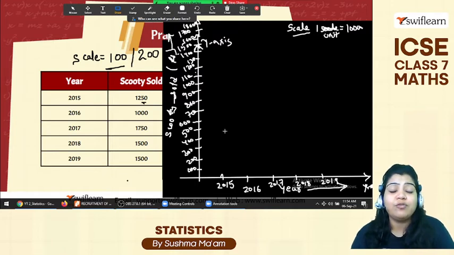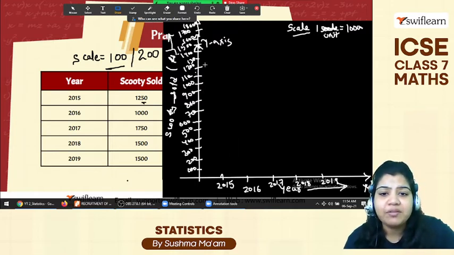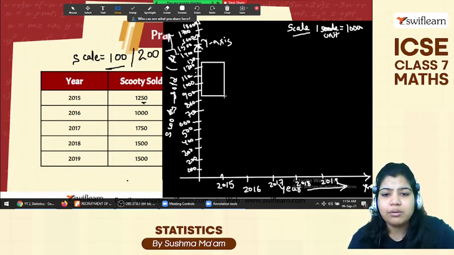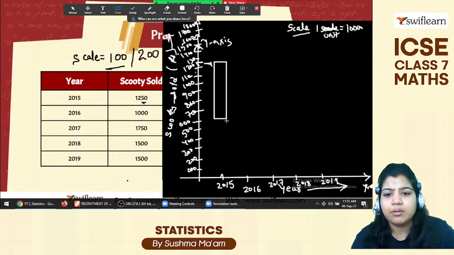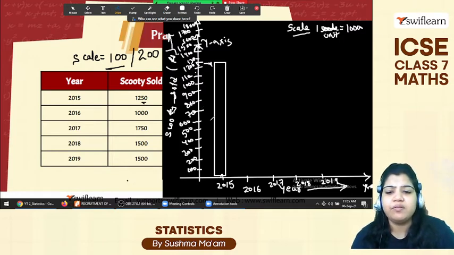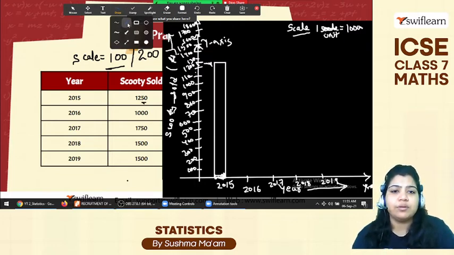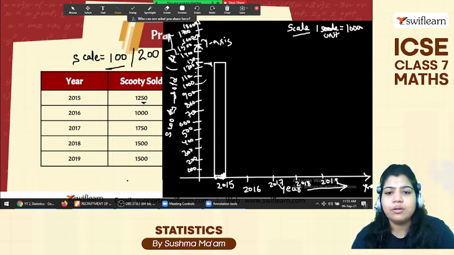Okay, so first is 1250. 1250 means that lies in between here, means this part. Okay, yeah, so you have to draw, means till here now I'll draw in this. Okay, now next is 1000. So 1000 we have the direct value here, this one.